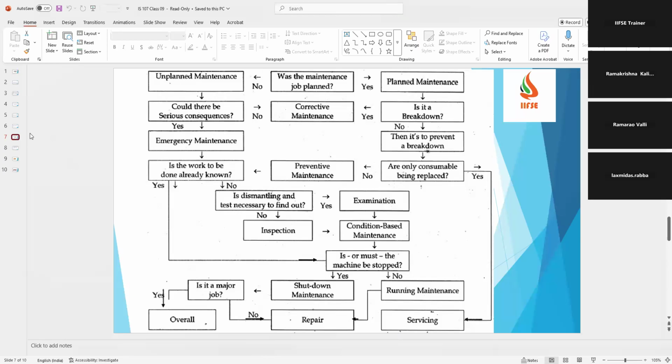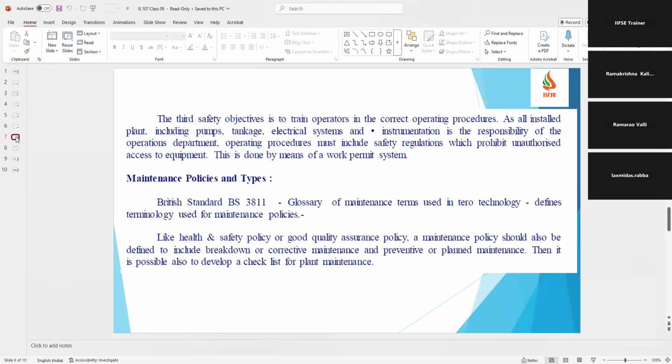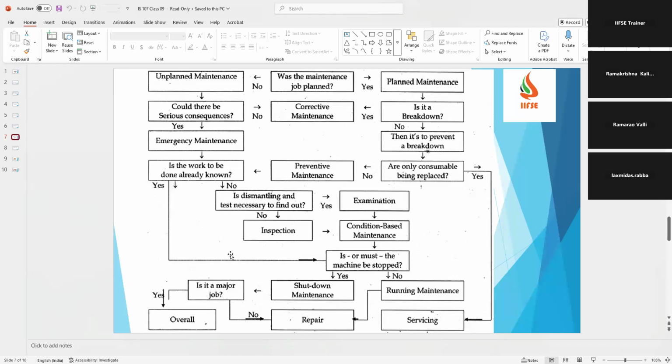Okay, fine. As I told, different types of maintenance we have seen here. Now we'll see the structure. Here I could see unplanned maintenance. So how does it go? When I say unplanned maintenance, then it could lead to serious consequences. So why is it done as unplanned maintenance?